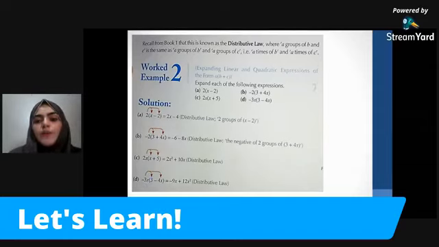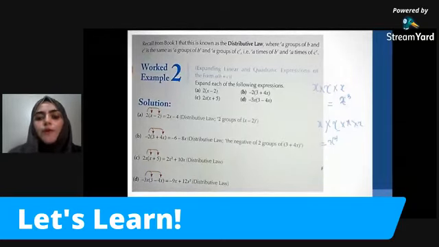अगर हम x को multiply करते हैं 3 दफा, then what will happen? x into x into x is what? It is actually x cubed. If I multiply x 4 times, x into x into x into x, I will get x to the power 4.